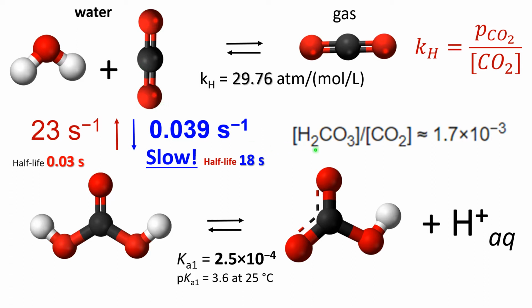What's interesting is that most of carbonic acid in usual aqueous solution is not in the form of acid but in the form of dissolved CO2. Only a small fraction, much less than 1%, is in the form of carbonic acid.